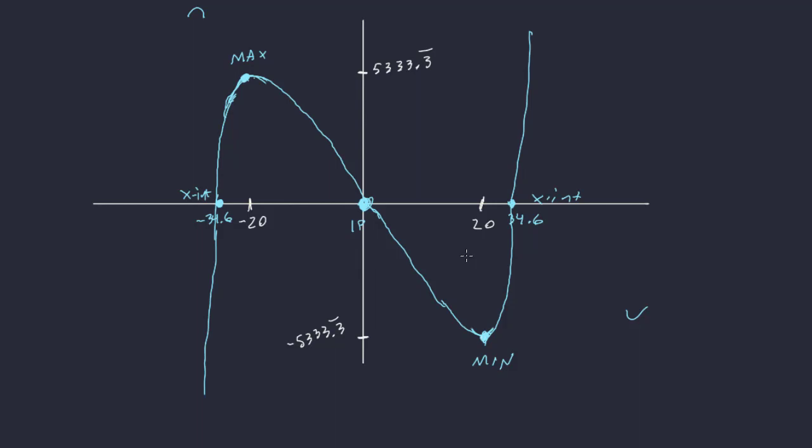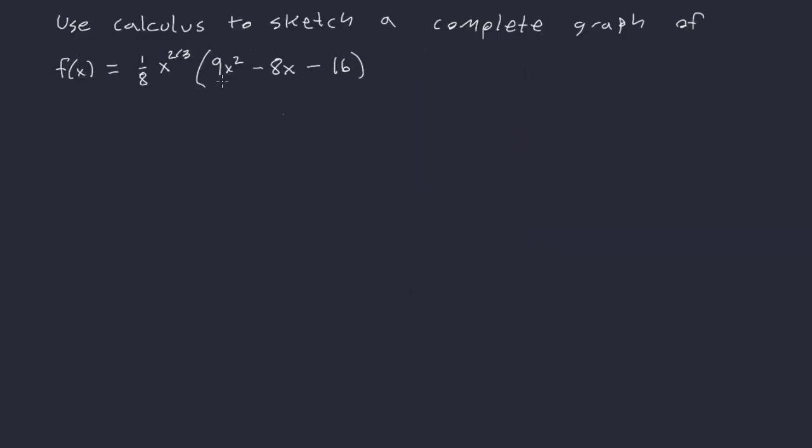All right, so let's look at another example. Okay, so let's use calculus to sketch a complete graph of this function here. f of x equals 1/8 times x to the 2/3 times (9x squared minus 8x minus 16). Okay, so we're going to start by finding the first derivative and the second derivative.